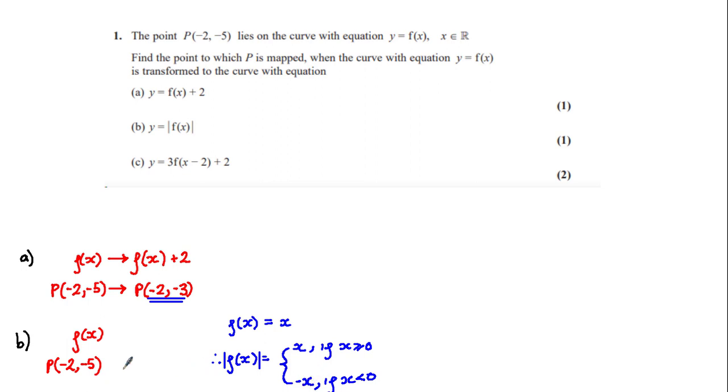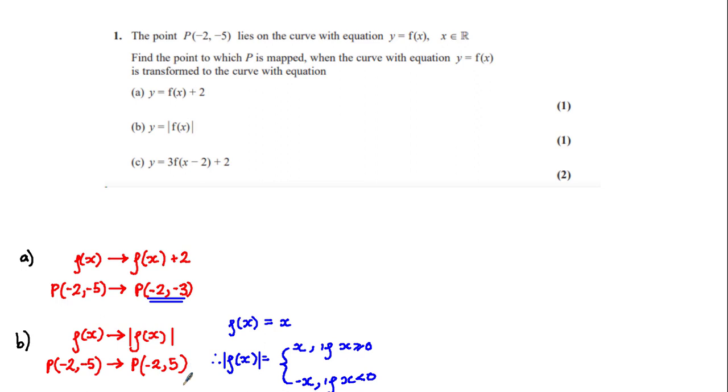Now in this case, we're looking at the outputs. So we're looking at the y value. We see that the y value is equal to -5. So based on our definition, since -5 is less than 0, we need to multiply this -5 by -1 in order to get the corresponding y value of P after the transformation. So therefore, transforming f(x) onto the modulus of f(x) gives us the corresponding mapping P (-2, 5).